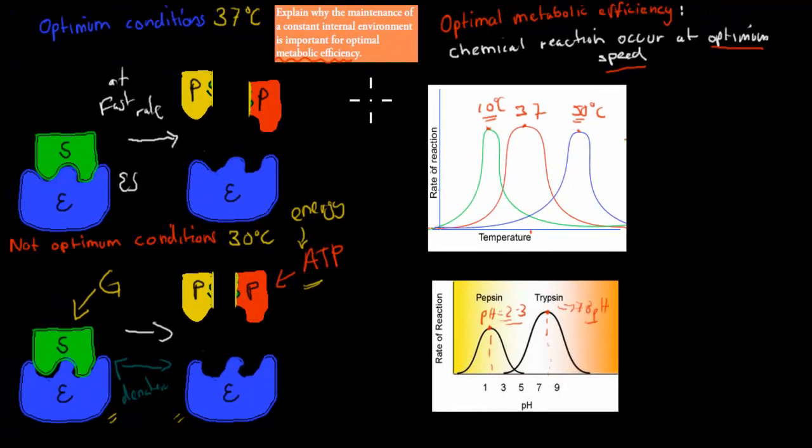So for that dot point, explain why the maintenance of constant internal environment is important for optimal metabolic efficiency. Because if we have less than optimal conditions, that means our enzymes don't work as well as they could. They work slower, and our enzymes are responsible for more or less every chemical reaction that happens in our body. So if they work slower, that means we produce less ATP or proteins or whatever it is, and that means our metabolic efficiency has gone down, and then we don't get enough of what we need, and our body starts failing.